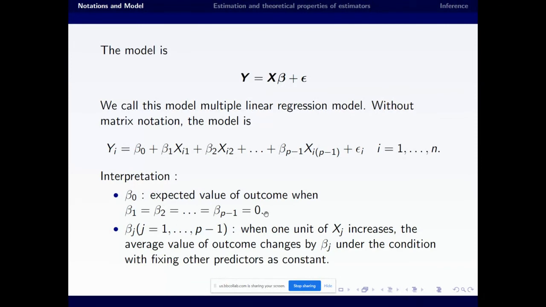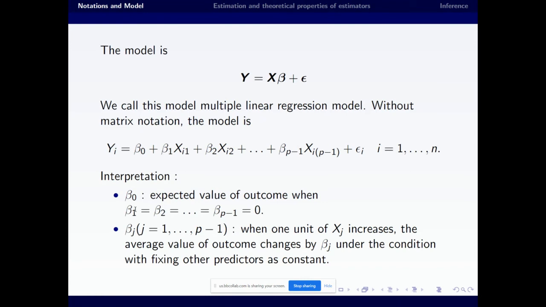And then the interpretation is that beta 0 is the expected value of the outcome when xi1 through xi p minus 1 are equal to 0. Sorry, there's a typo here, I'll fix it. So this is the expected value of the outcome when all the predictors are equal to 0.